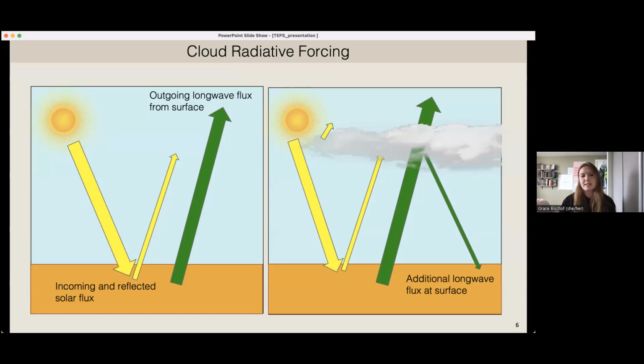If you have a cloud present, this cloud also interacts with the radiation. So the cloud will absorb some amount of the outgoing long wave flux, convert it into thermal energy and re-emit it both up and down, but we're more concerned about the portion that's going back towards the surface. And so particularly at nighttime, when the cloud isn't scattering any solar radiation, you have an additional component of long wave flux at the surface, and this warms the surface.